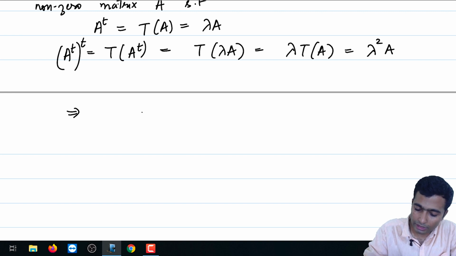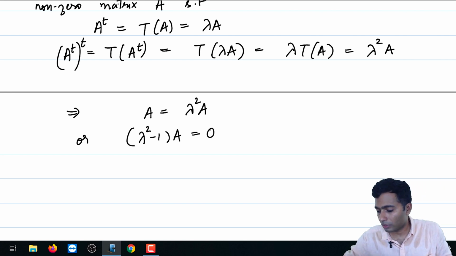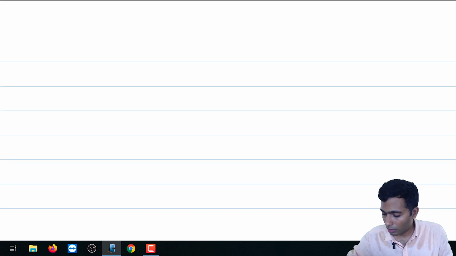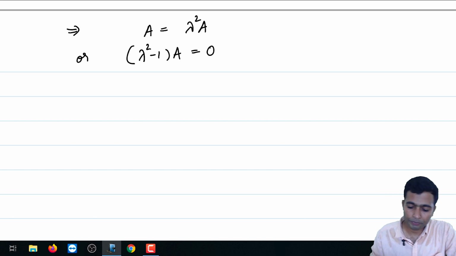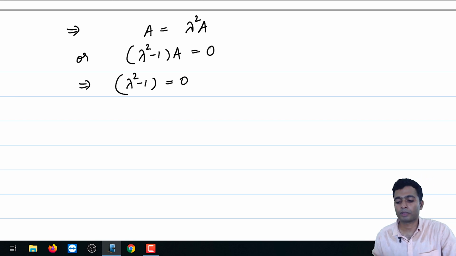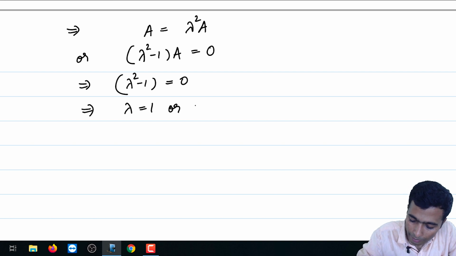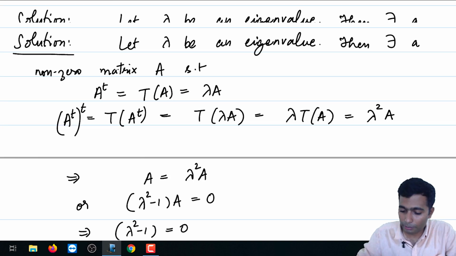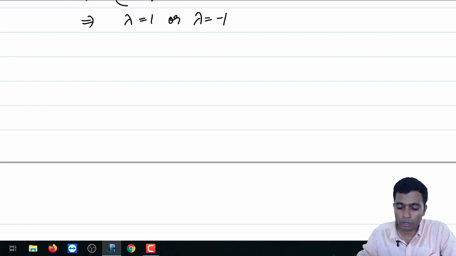This implies that A is equal to lambda square times A, or lambda square minus 1 times capital A is equal to 0. But by equating it to 0 component-wise, what we will be able to conclude is that lambda square minus 1 is equal to 0. And this forces lambda to be equal to 1 or lambda to be equal to minus 1. So the only possible eigenvalues of the operator T here will be 1 or minus 1.